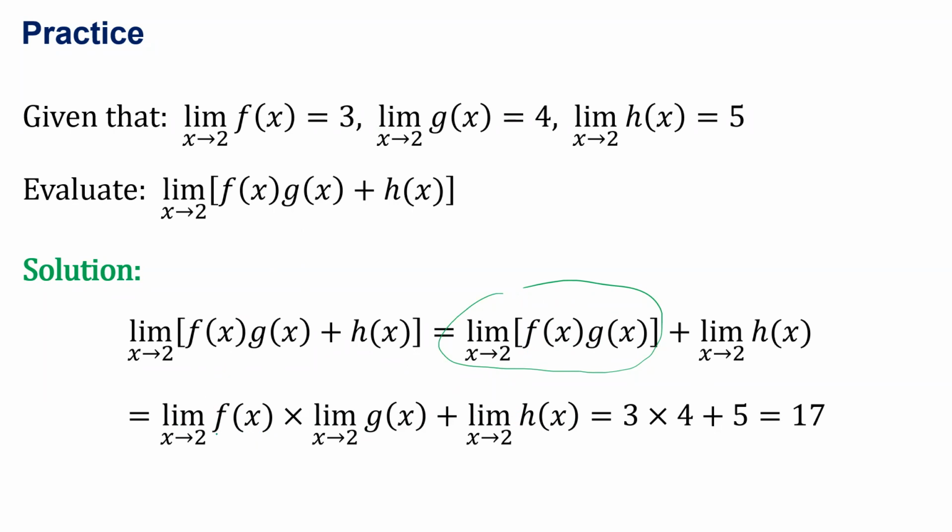Because we know the limit of f(x) when x approaches 2 is 3, the limit of g(x) is 4, and the limit of h(x) is 5, we can just plug these numbers in. Therefore, the limit of the original function equals 3 times 4 plus 5, which is 17. Any questions?